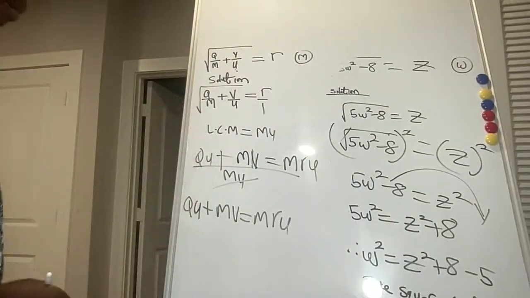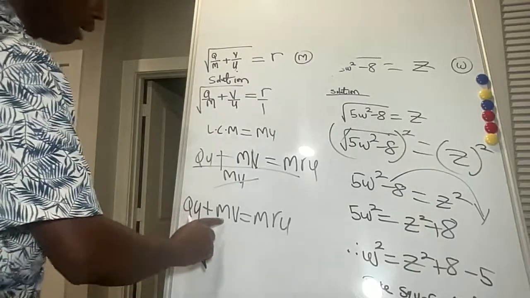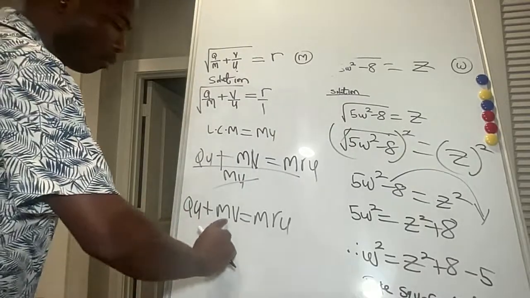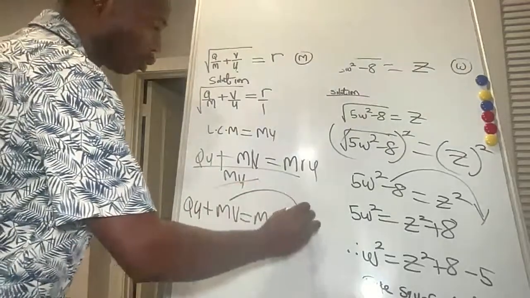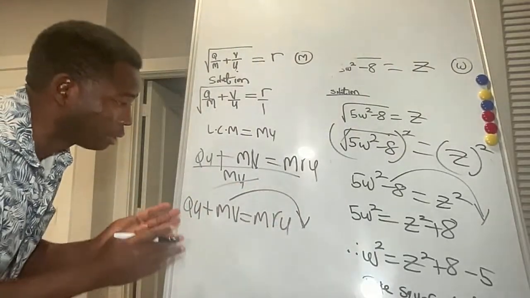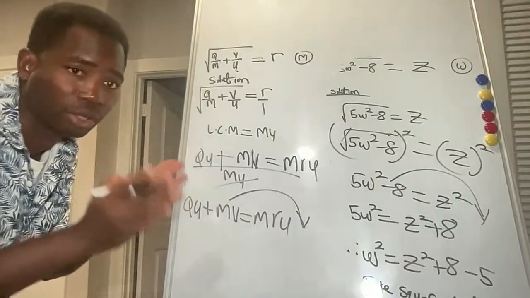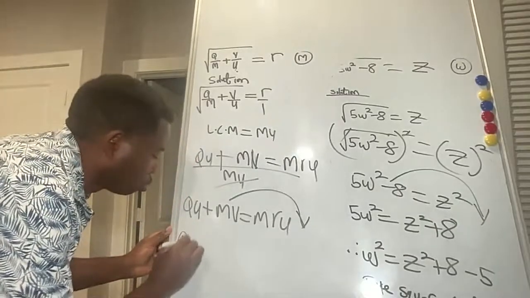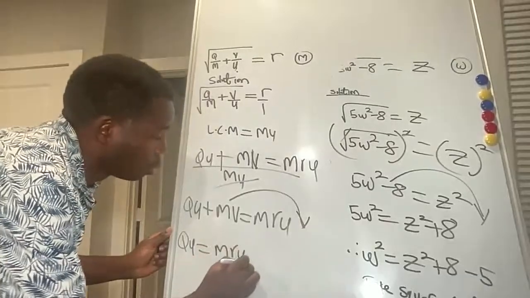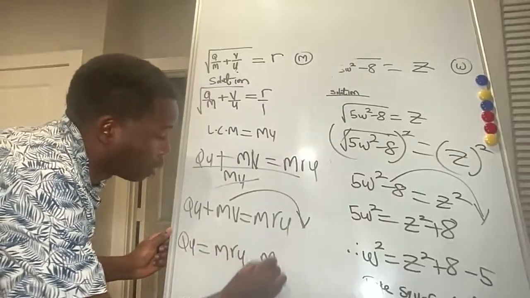We are making M, but we can see M here, we can see M here. So firstly, move this M to the other end of the equation so that those items with N should be on the same side of the equation. So Q U is equal to M r U minus M V.